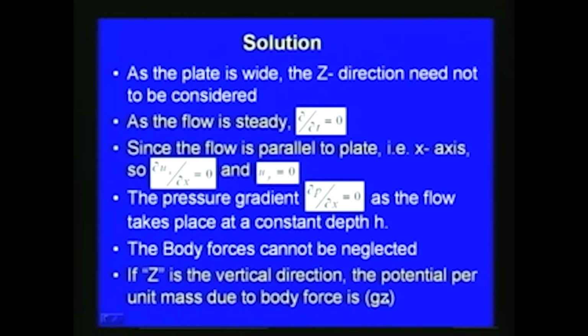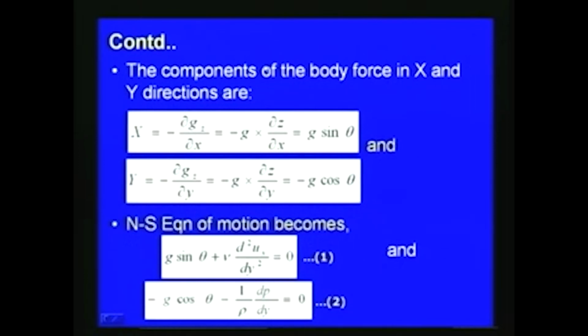So, with respect to this figure, the potential per unit mass due to body force is gz, and finally the components of the body force in the x and y directions we can write as follows. In the x direction, it is minus del gz by del x. So, that can be written as minus g del z by del x, where g is the acceleration due to gravity, which is equal to g sin theta, and in the y direction it is minus del gz by del y. So, that is equal to minus g cos theta.